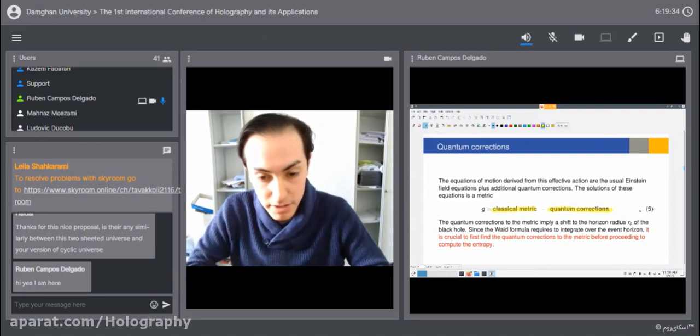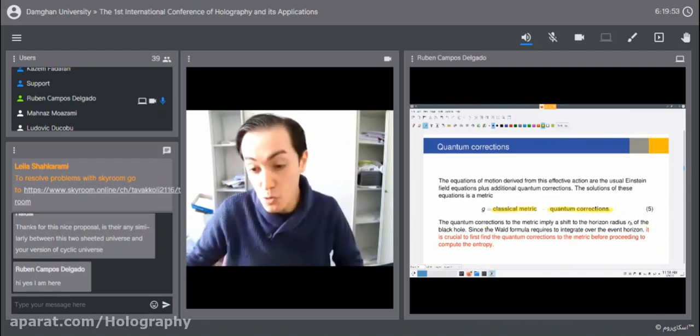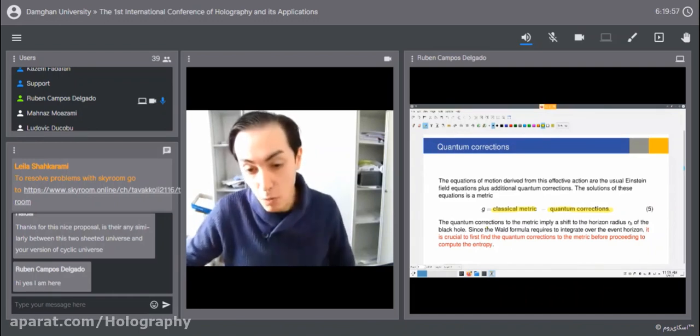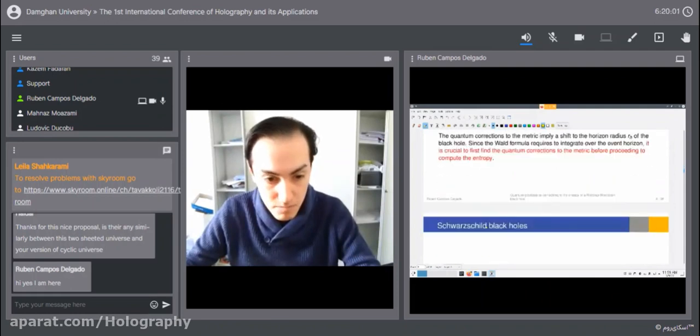Now, there is an important point here. The quantum corrections to the metric imply a shift to the horizon radius of the black hole. Since the Wald formula requires integrating over the event horizon, it is very important to first find the quantum correction to the metric before proceeding to compute the entropy. First I have to find the new position of the event horizon, and then I can apply the Wald formula to find the entropy.